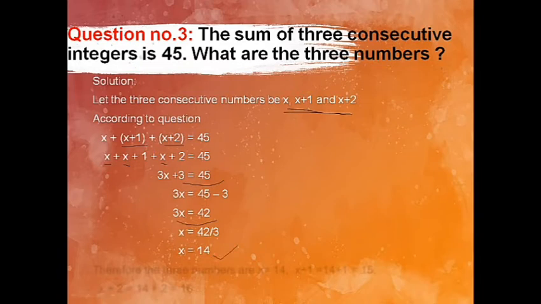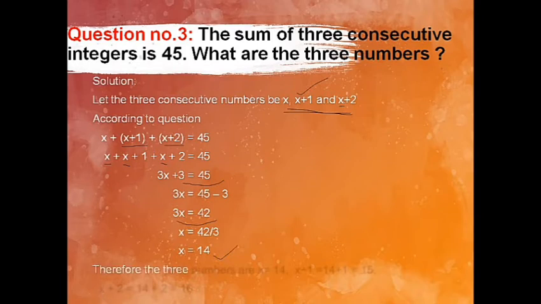Now we want the second and third integers. For the second integer we will put the value of x as 14 and add 1, and then to get the third integer, in place of x we will put the value 14 we got, and we will add 2 to get the third integer.